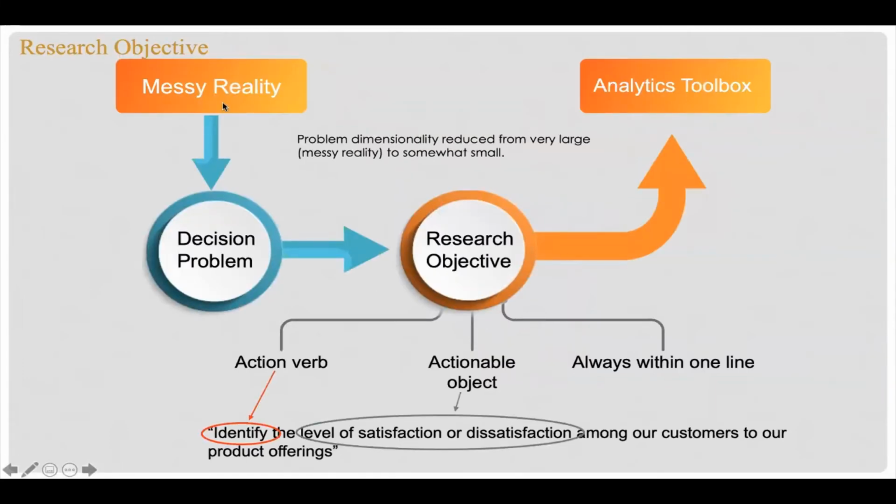So you have a messy reality. You identified the decision problems from the probable causes. Then you have come up with a research objective. Based on the research objective, you perform surveys, and that data is given to your analytics box for analytics. So messy reality is usually a very big problem, right? It is multi-dimensional.